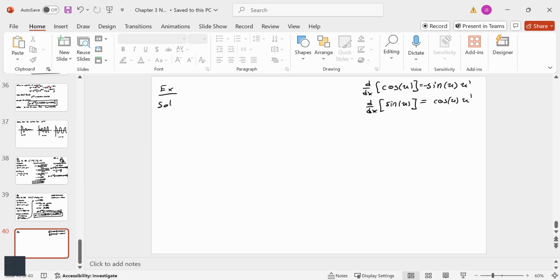All right. Solve the differential equation y double prime plus 6y prime plus 10y equals 0, given y of 0 equals 3.